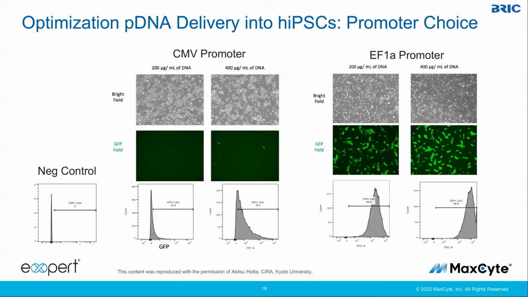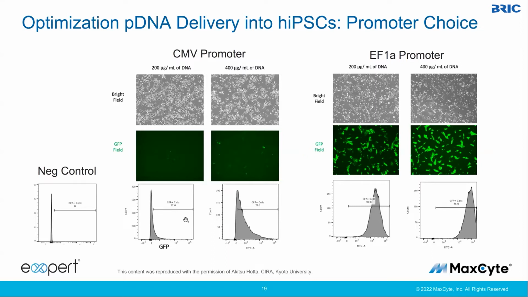Another thing I'd like to call out, and probably a lot of you are familiar with this already, is that the promoter usage in iPS cells or ESCs even is really important. So CMV, here we're looking at CMV promoter versus EF1 alpha promoter. They're both roughly the same size in DNA plasmid size. And this is looking at 200 micrograms per ml, 400 micrograms per ml of DNA.